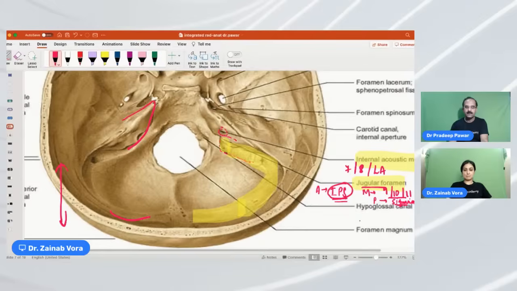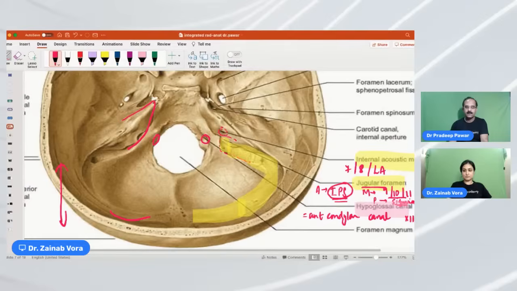Now, just in line with the internal acoustic meatus and the jugular foramen, you get a small foramen on either side of the foramen magnum, and this is the hypoglossal canal, or it is also known as the anterior condylar canal. What passes through this is the hypoglossal nerve.